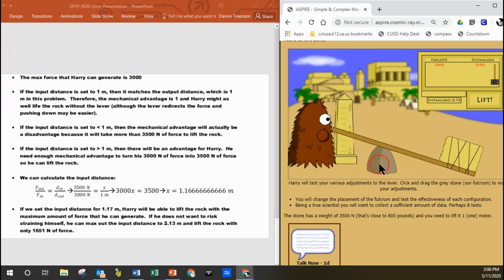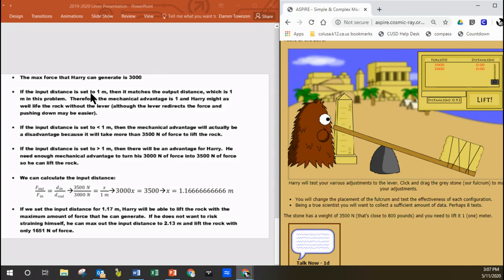If I make this end of the lever a little bit higher, so he's going to push it down a further distance, he still generated 3,000 newtons of force, but that wasn't enough to move the rock because the rock is 3,500 newtons. So this is what we need to know.